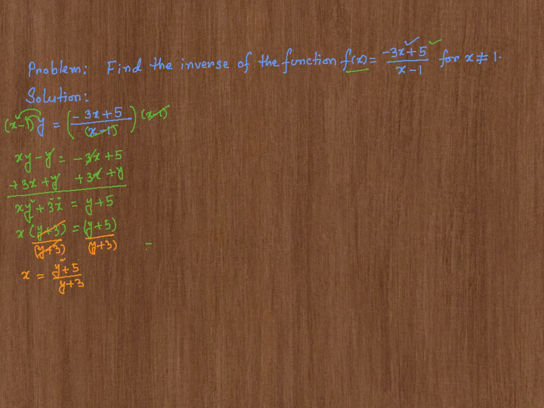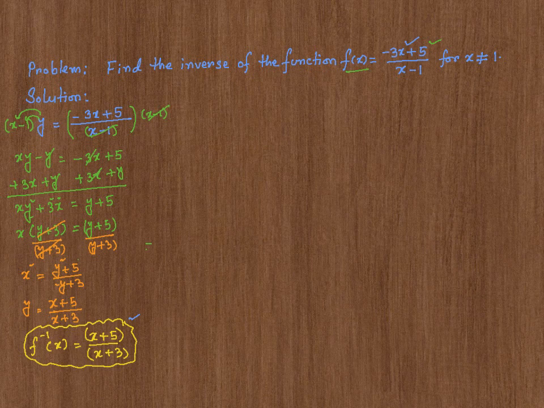Now I switch the x's and y's. That means this y becomes x and x becomes y. So it's going to be y is equal to x plus 5 divided by x plus 3. Now I'm claiming this is my inverse function. Now I label it as f inverse of x is equal to x plus 5 over x plus 3.